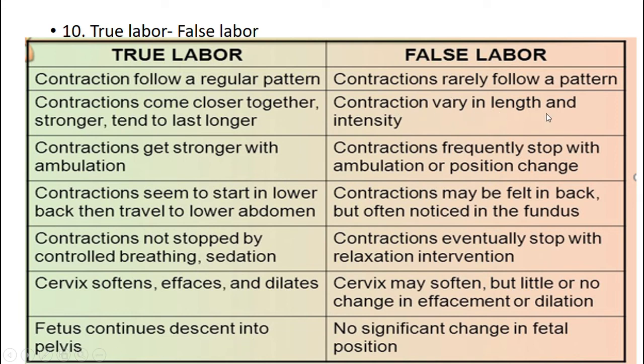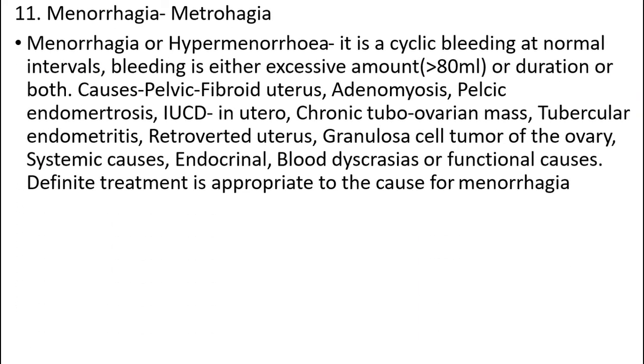In false labor, contractions rarely follow a pattern. They vary in length. Contractions frequently stop with ambulation. Contractions eventually stop with relaxation interventions. Cervix may be softened, but there is little or no change in effacement or dilatation. There is no significant change in fetal position.